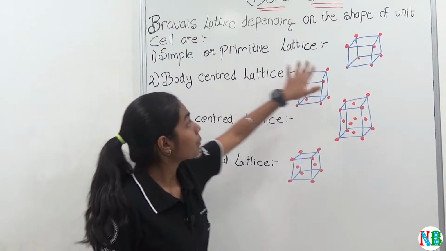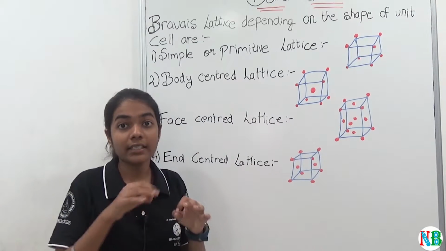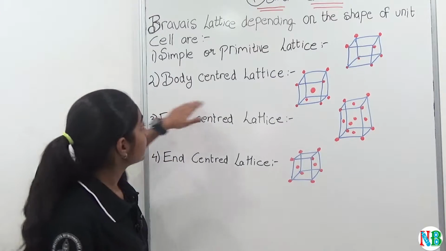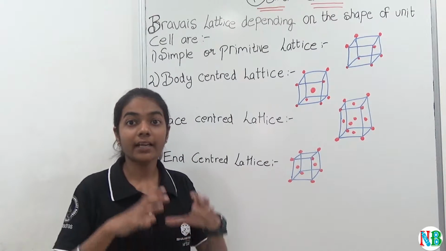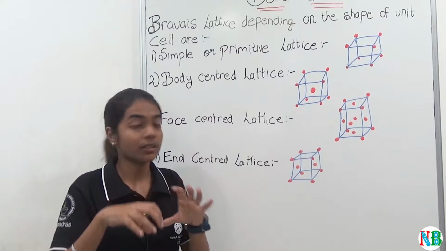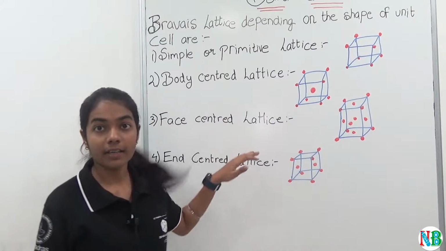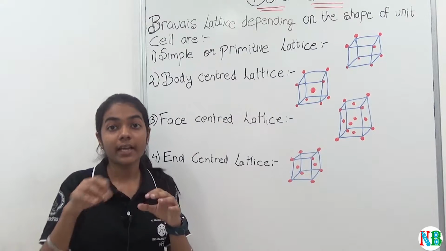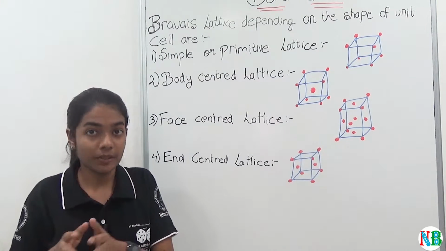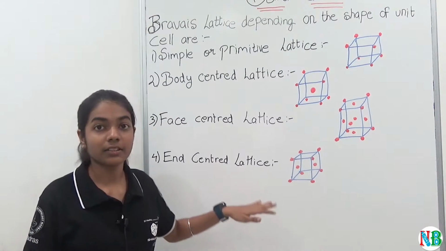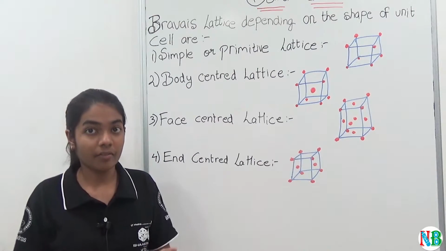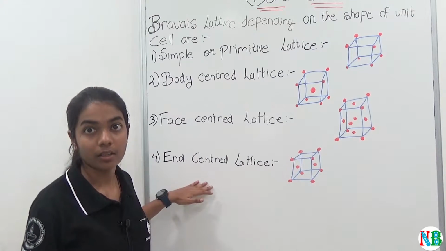In simple or primitive lattice, the points are there at each corner, so there are 8 points at 8 corners. In body centered lattice, points are there at the corners plus there is a point at the center of the body. Then face centered lattice, in which the points are there at each corner and there are points at the center of each face. And end centered lattice, in which the points are there at each corner and at the end faces. This model is a theoretical model.